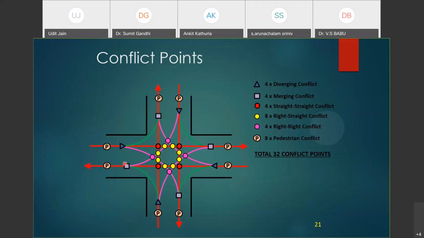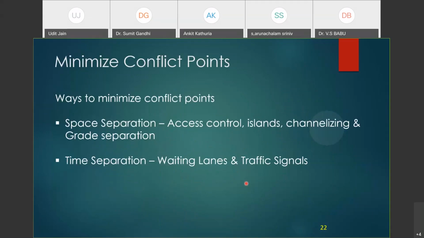The merging and diverging conflict points I can eliminate if I am providing a dedicated left turning lane with the help of a traffic island here. And the pedestrian conflict points I can eliminate if I am providing proper zebra crossings or footover bridges or underpasses for the pedestrians to cross. So considering all these points, it is our job to eliminate all the 32 conflict points.